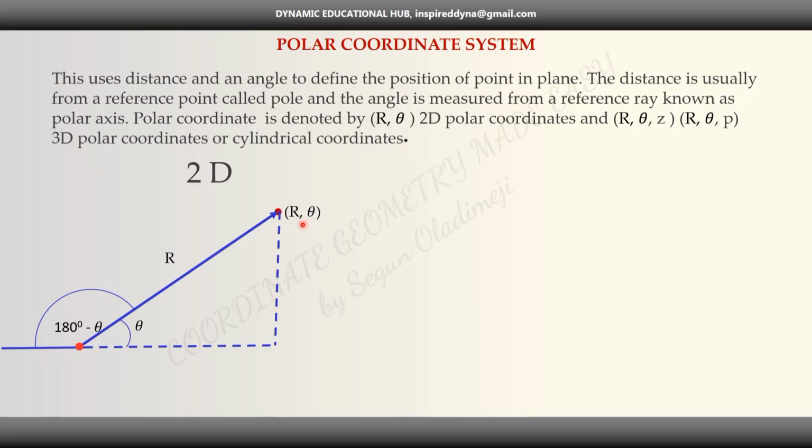Now you can easily convert this using trigonometry to the Cartesian coordinate system. Using your trigonometry, you get that this one is r cos theta and this one is r sin theta. We are still going to learn that.